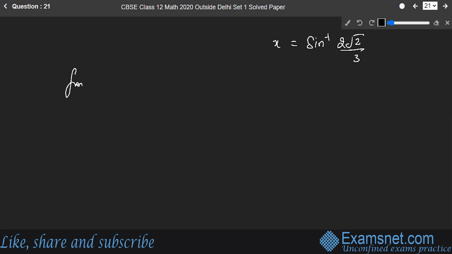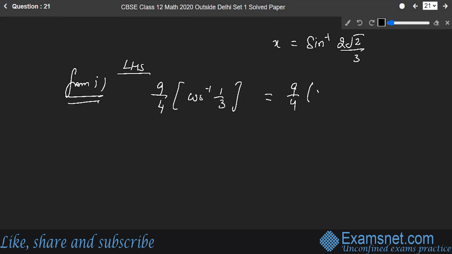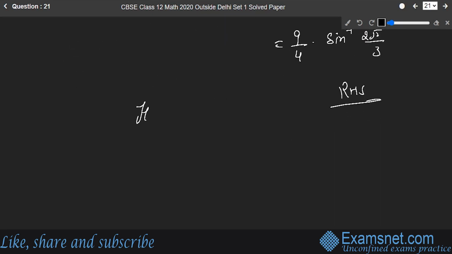So from 1, we had 9 by 4 LHS. This was your LHS, 9 by 4 cos inverse 1 by 3, which we already took 9 by 4 into x, and x was solved as sine inverse 2 root 2 upon 3. And this is your RHS, right? Hence proved. Hope you understood that. Let's move to the next.